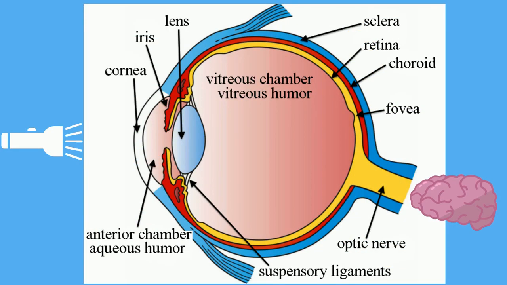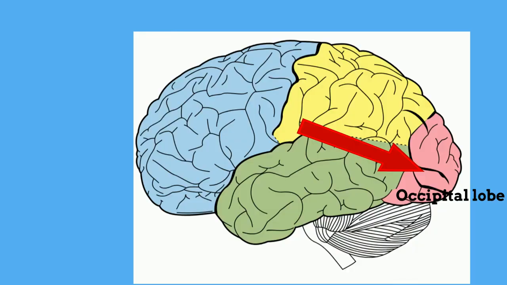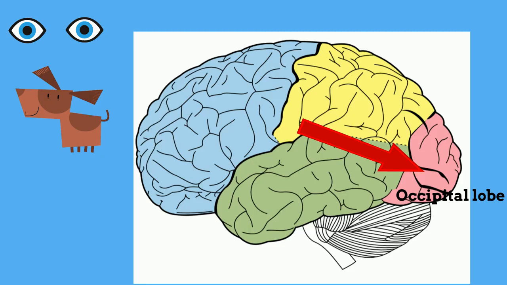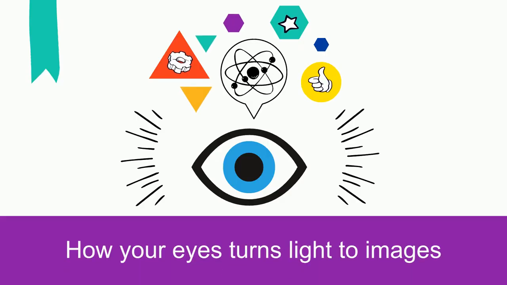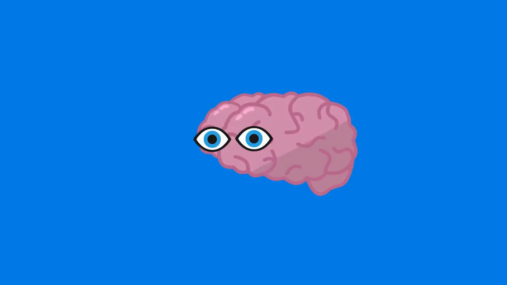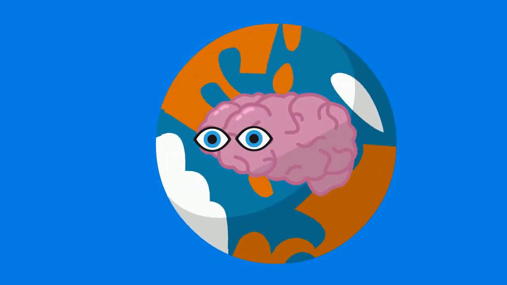After the light strikes the rods and cones, nerve impulses travel down the optic nerve to the occipital lobe of your brain. At the occipital lobe, the reversed image is turned right side up, and it also combines the images of each eye to make one image. So there we go. This is how your eyes interpret light and transfer it to the brain, which allows you to see the world around you.